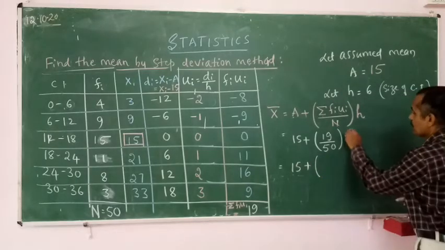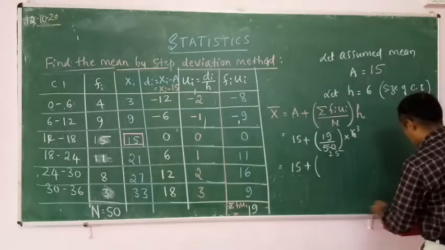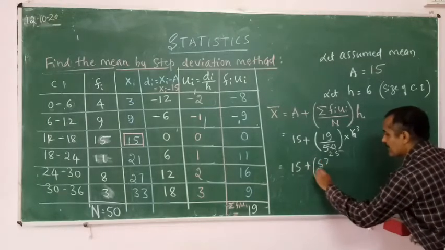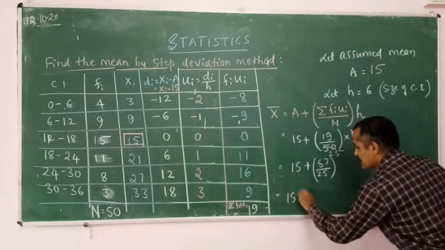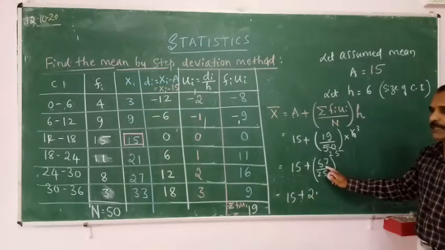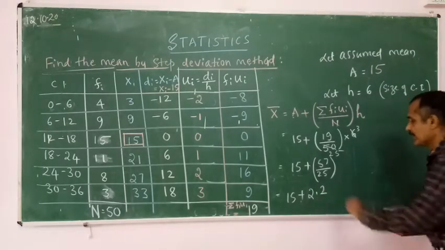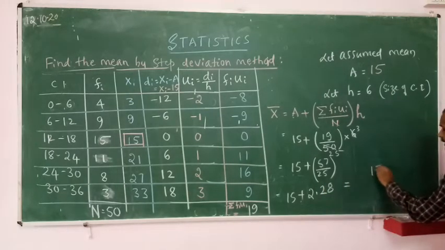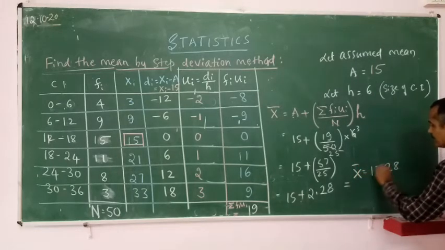2 3s are 6, so 2 25s are 50, 19 3s are 57. 57 divided by 25. I will simplify it first. 15 plus, 25 2s are 50, 25 2s are 50, 57 remains 7, 70, 25 2s are 50, 20 remains 200, 25 8s are 200. Finally the answer is 17.28, which is the value of the mean.